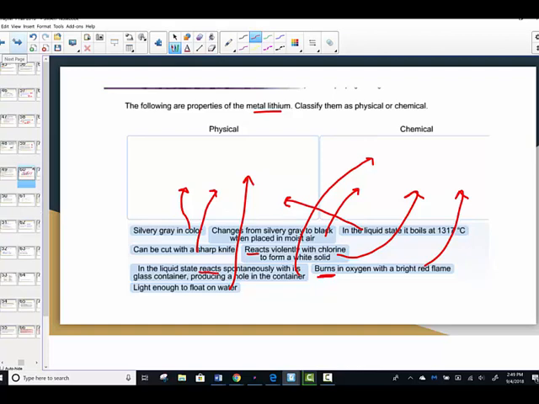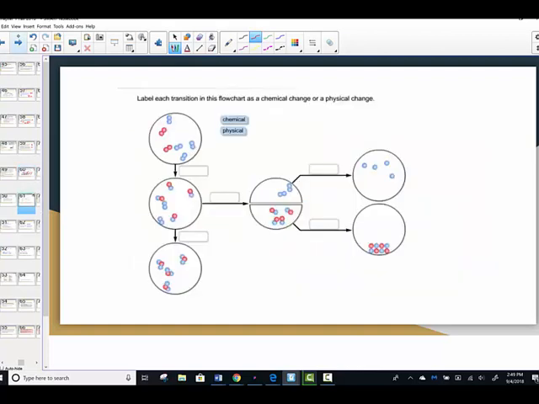Let's look at another example. Here's kind of a molecular model where we're asked to just decide, is this chemical or physical? Let's start up here just as a common point to look at the top of the flow chart. I notice that I have a molecule consisting of 2 blue atoms and another molecule consisting of 2 red atoms, kind of bonded together to make a diatomic molecule. I'm going to write that word, diatomic. 2 atoms bonded together.